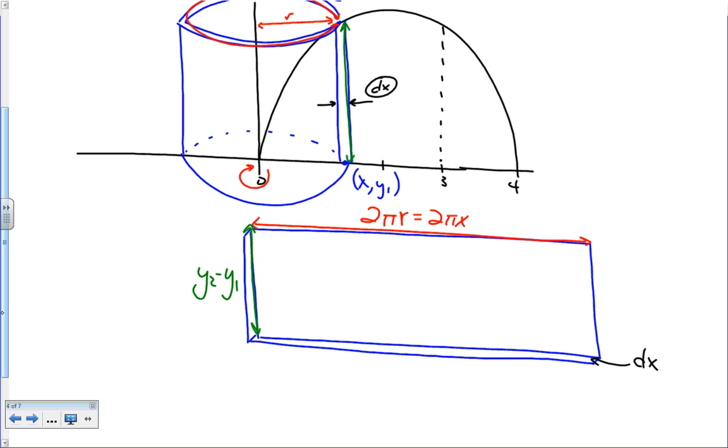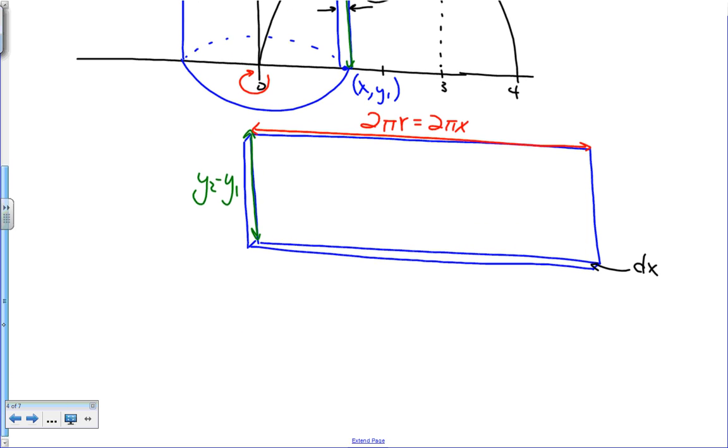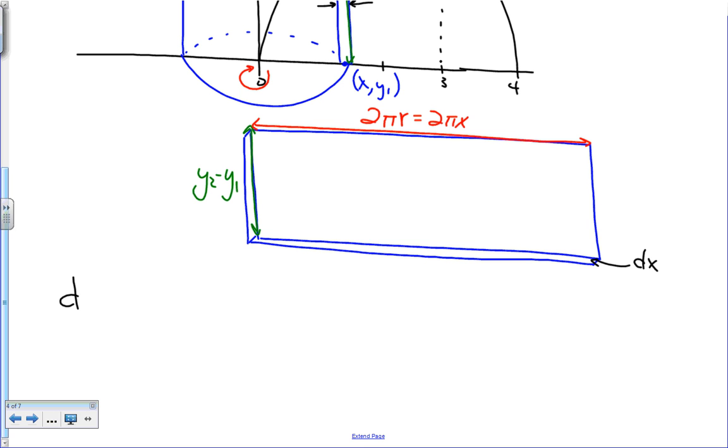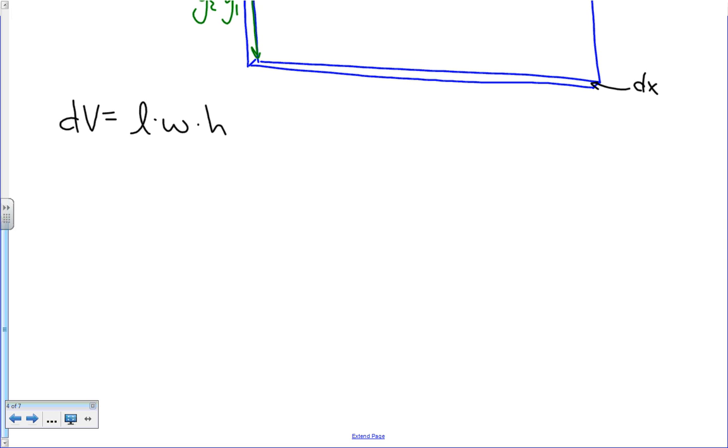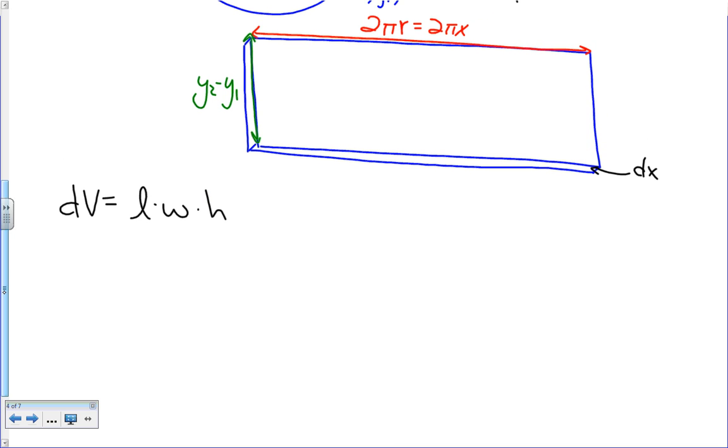So I have a three-dimensional solid. It's got a length, it's got a width, it's got a height. I want to find the volume of that guy right there. So we call that dV. dV is equal to length times width times height. Or thickness as we put it in our notes there. But dV is equal to our length is the 2 pi times x times the width is going to be the y2 minus y1 times the height or the thickness of this is dx. Again, you'll notice that we're making a differential equation here that we're going to use integration to solve.